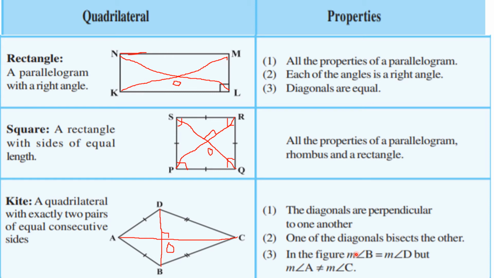Now come to the second property. One of the diagonals bisects the other. If you observe these two diagonals, the diagonal AC bisects the diagonal BD, meaning O is the midpoint of BD. These two diagonals intersect at point O, and O is the midpoint of BD, meaning BO is equal to OD. That is the meaning of the second property: one diagonal of the kite bisects the other. Let's come to the third property. In the figure, measure of angle B is equal to measure of angle D. These two angles are equal, but the measure of angle A is not equal to the measure of angle C. These are the properties of a kite. Okay, my children, right.